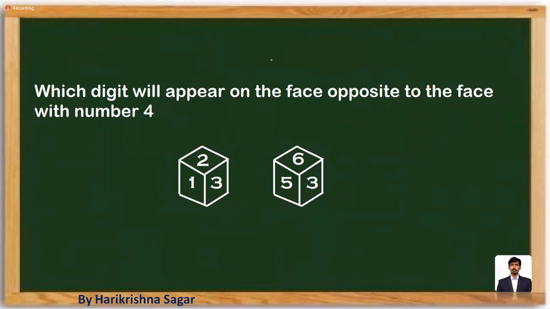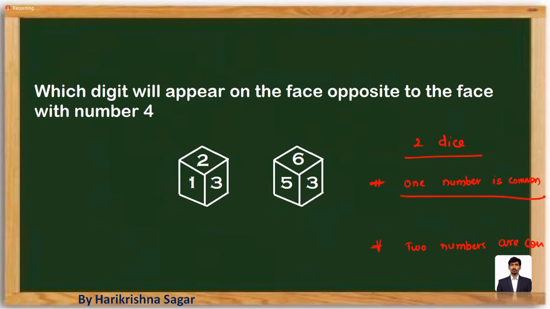Which digit is going to be the face opposite to the 4? Whenever you see two dice questions, first of all observe in these two dice whether one number is common or two numbers are common. First you try to understand.